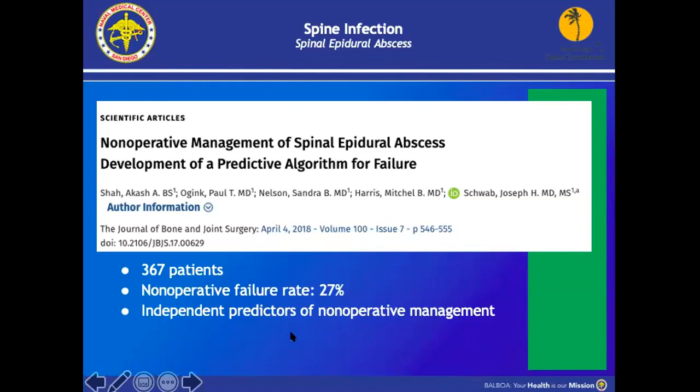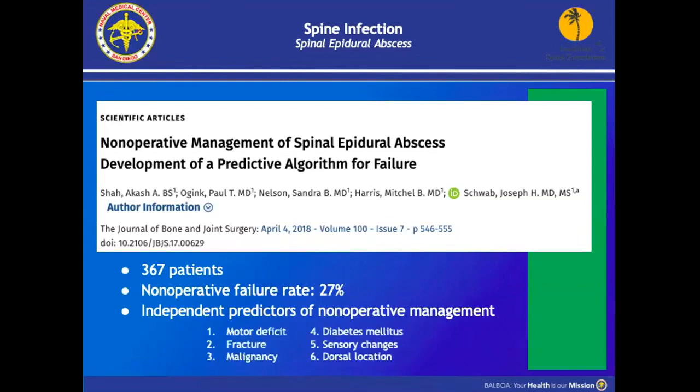They looked at factors predictive of failure of non-op management, like we just discussed, in 367 patients. They did a multivariate analysis to reveal 6 independent predictors. So this is just a way to quantitatively support what we already know, that patients with a motor deficit on presentation, again, that being the strongest predictor, patients with a pathologic or compression fracture in affected levels, any type of active malignancy going on, diabetes, or just in general immunocompromise, sensory changes, and then dorsal location of the abscess were just overtly suggestive that a patient would do poorly with non-op management. So this is just a concrete way to have those 6 in your mind.